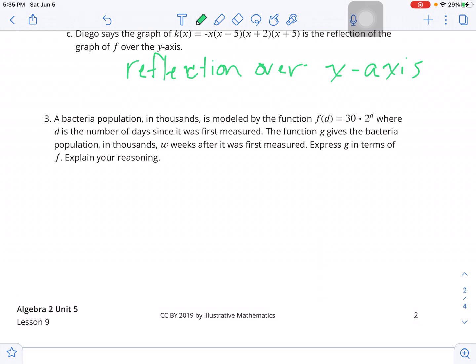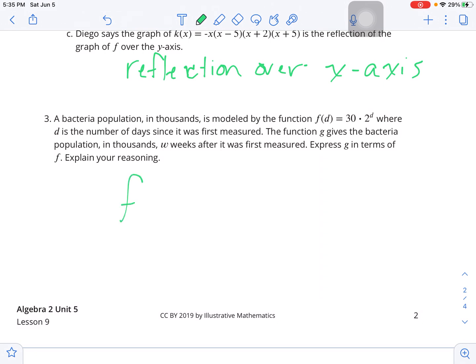So where d is the number of days since it was first measured. The function g gives the bacteria population in thousands weeks after it was first measured. Express g in terms of f and explain your reasoning. So since we know that there are 7 days in a week, we would have to somehow make that d up there.